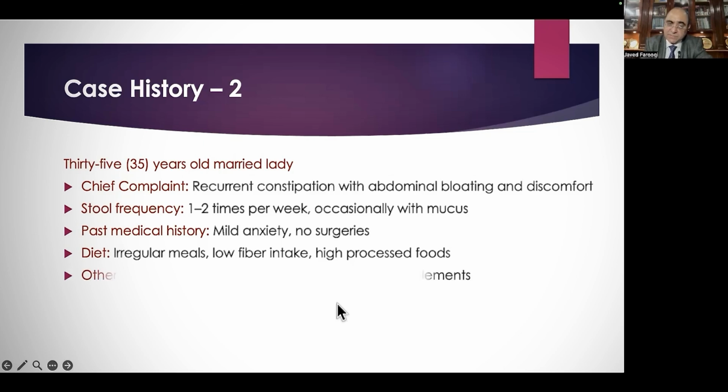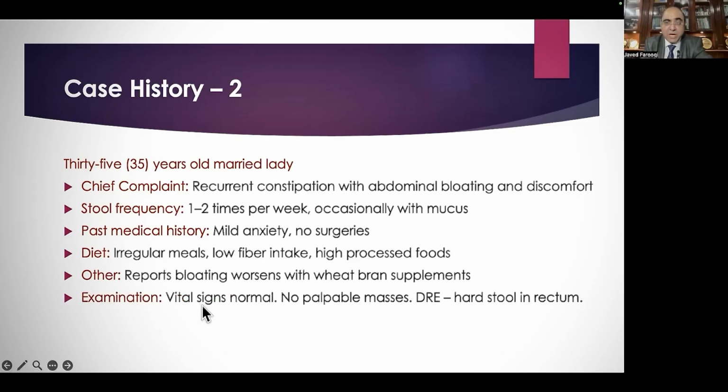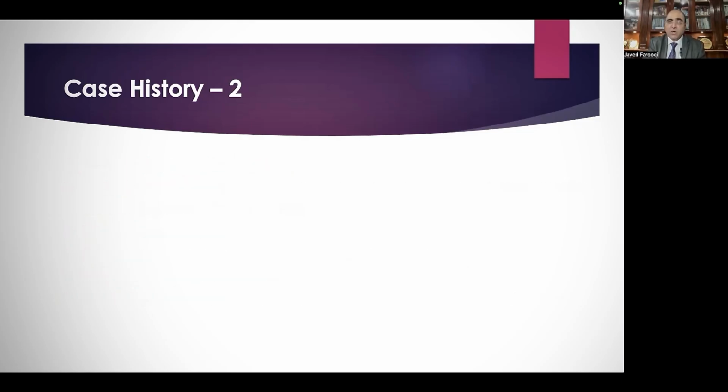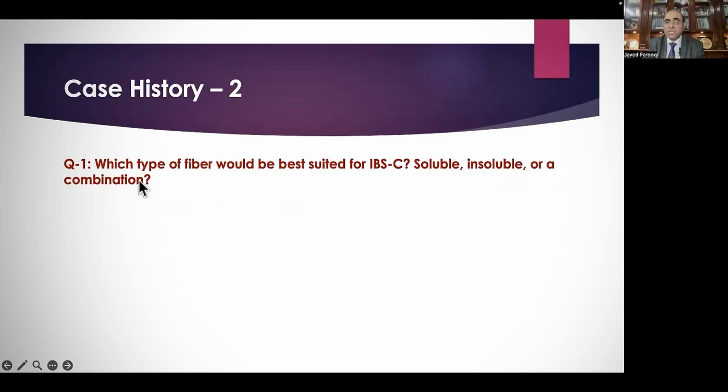She reports bloating worsens with wheat bran supplements. On examination, vital signs normal, no palpable mass, DRE suggestive of hard stool in rectum. So the first question on this case history is, which type of fiber would be best suited for IBS-C? Soluble, insoluble, or combination?